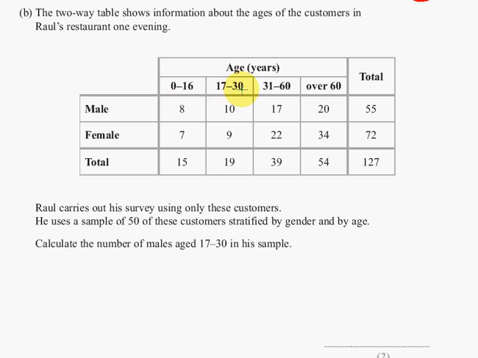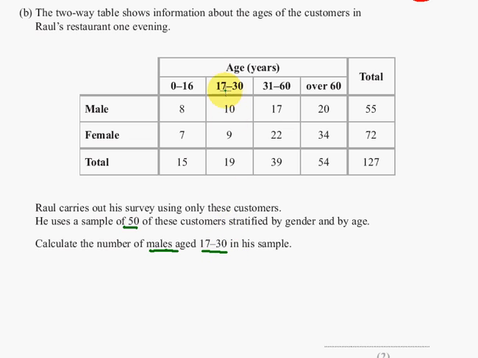Okay, so Raul carries out his survey using only these customers. He uses a sample of 50 of these customers stratified by gender and by age. Calculate the number of males aged 17 to 30 in his sample. So he's going to ask 50 people that's stratified by gender and age. How many people is he going to use that are male, that are 17 to 30?